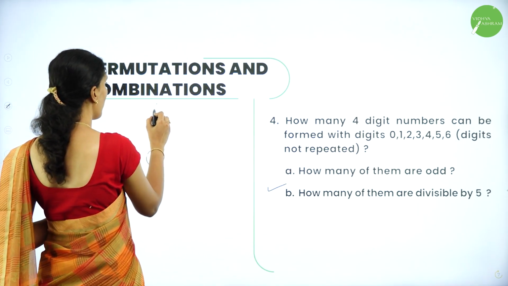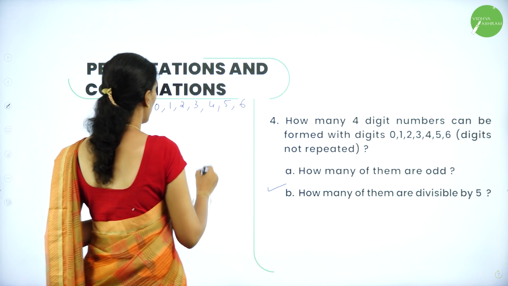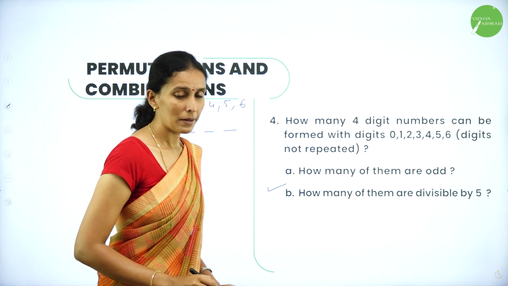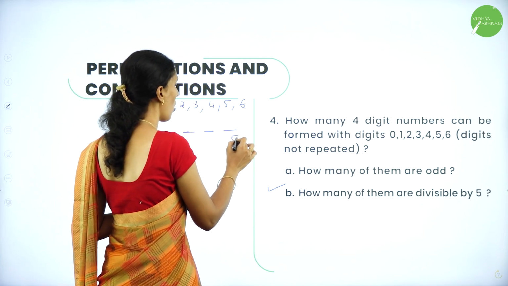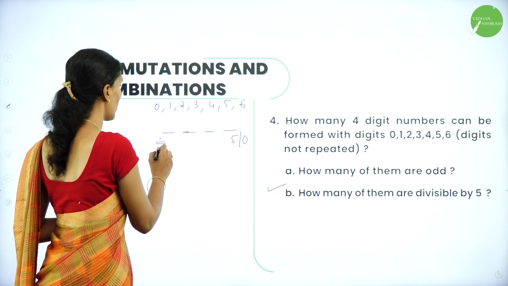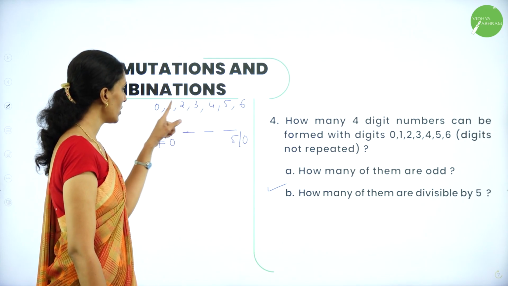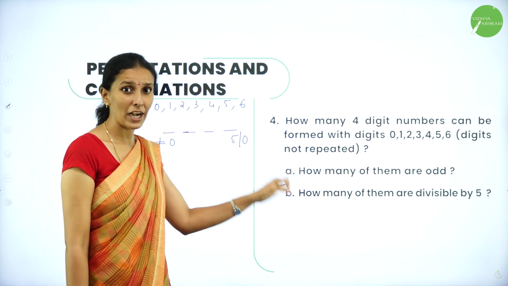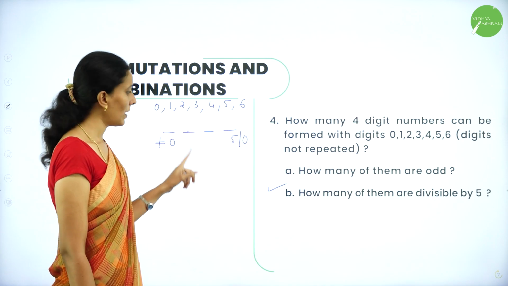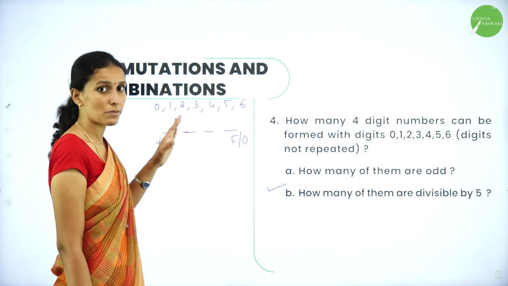So what are the digits I have? 0, 1, 2, 3, 4, 5, 6. I have to form 4-digit numbers. The numbers which are divisible by 5 must end with 5 or 0. One more thing is, the first place cannot take 0. So these are my 2 cases. If the first digit is 5, then the last digit must end with 0. But the first digit cannot be 0, so that is not possible. If I write 5 somewhere else, then 0 must be taken in the first place, but this is not possible.